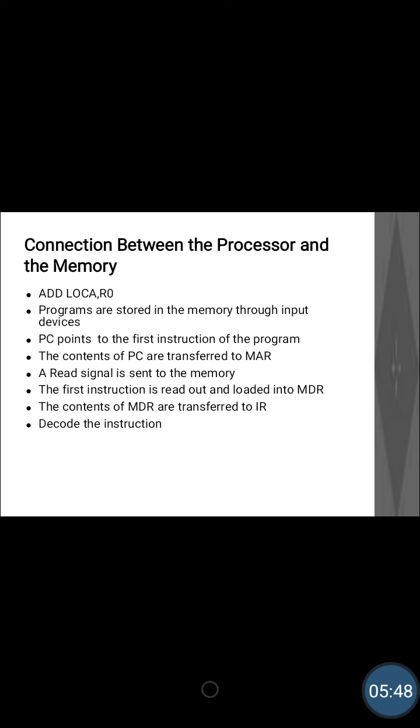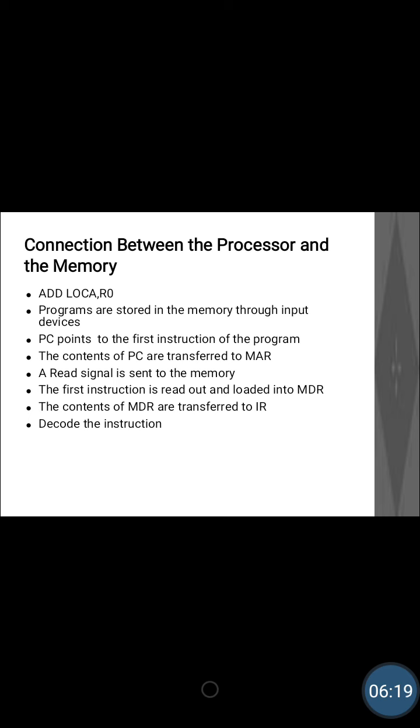What does it have to read? It will take the address from MAR. So it reads the content of the memory address which is present in MAR. What address is present now? The address of the instruction ADD LOCA, R0. That's why it reads this instruction. The instruction ADD LOCA, R0 is read by the memory and stored in the MDR register, because it can place it only in MDR, not in IR directly.